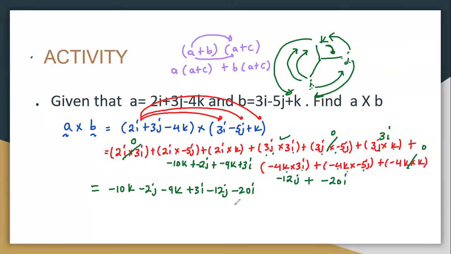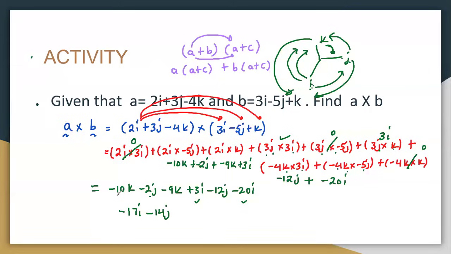Now, when we reach here, what are we going to do? We are going to collect like terms, I and I. When you look at the I, I'll have this I, I'll have this I. So you ask 3i minus 20i. What do you get? That one will give us the negative 17i. Then you go to j. J and j, minus 2j minus 12j will give us minus 14 of j.